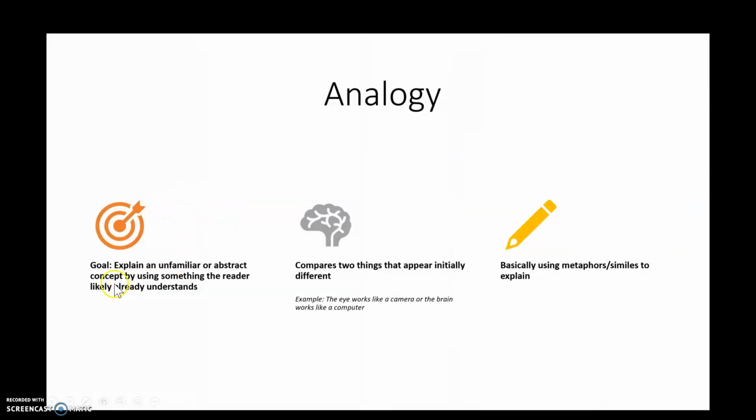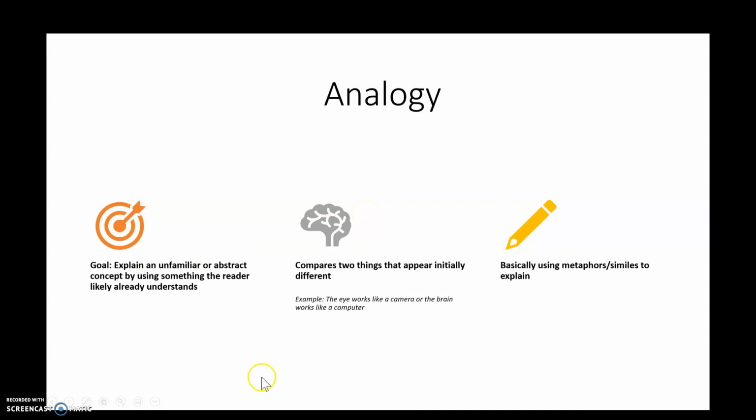An analogy, the goal is to explain an unfamiliar abstract concept by using something the reader likely already understands. And it compares two things that initially seem different. So an example is that the eye works like a camera, or the brain works like a computer. We may not understand how the brain works, but it might be easier to understand, say, how we categorize memories in our brain by comparing it to how we use files on a computer, or to explain intelligence as roughly equivalent to processing speed in a computer.